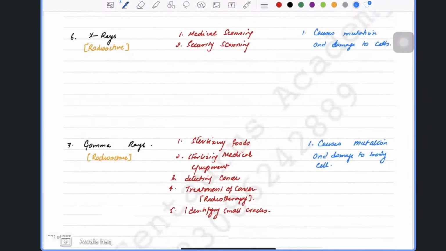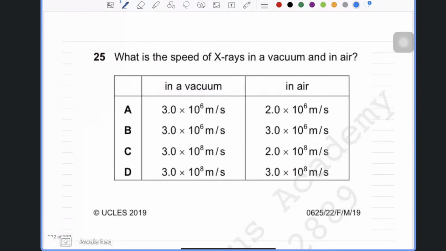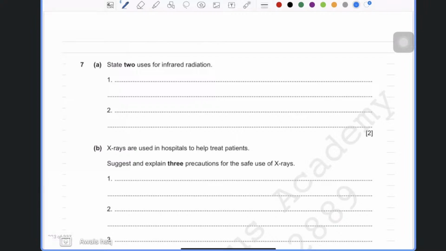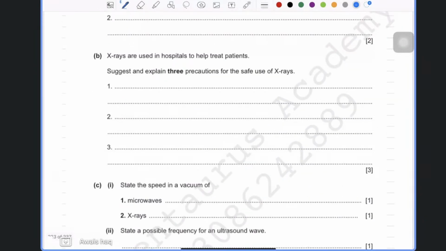All right. Now going to the next slide. The first question says, what is the speed of X-rays in vacuum and in air? What do you think should be the answer? D. Yeah, they have the same speed. Very good. And let's go to the next page. Who can tell me two uses of infrared radiation? Electric grills and remote control. Yeah, very good.